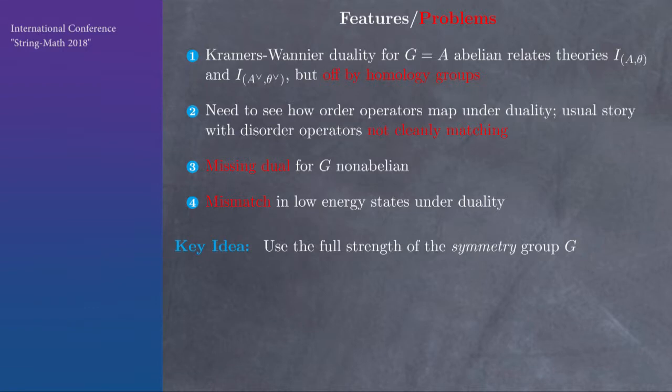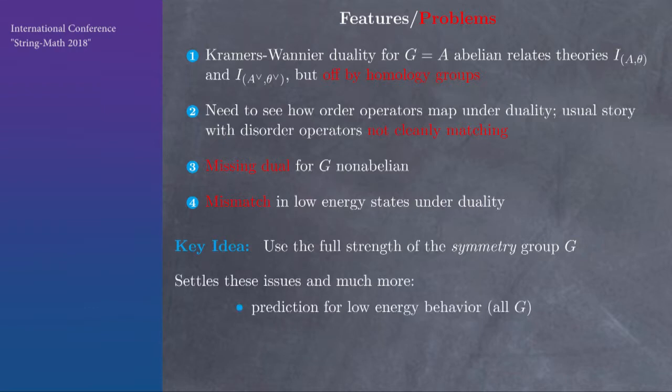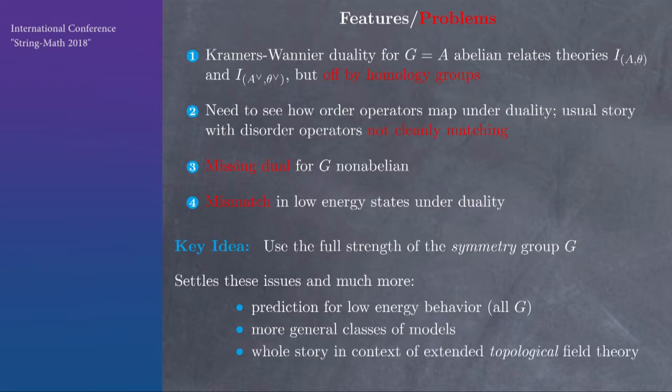So what I want to talk about is how to use this symmetry. I told you that there's a symmetry group G acting. How to use this symmetry in a strong form to reformulate this model. Okay. So that's going to clear up these issues pretty quickly, and it will also do some more. One is it will give us a prediction for the low energy behavior of this model. Two, it'll give us more general models than were known.